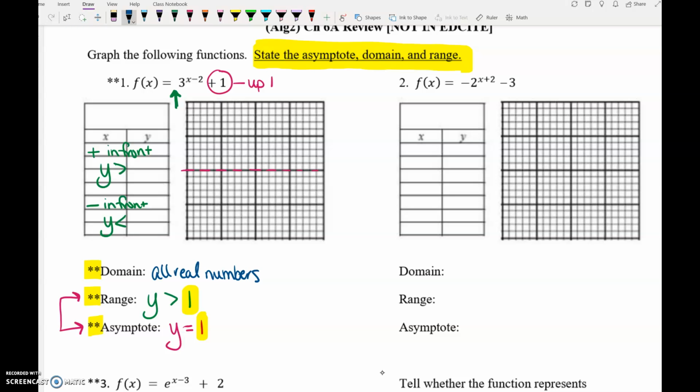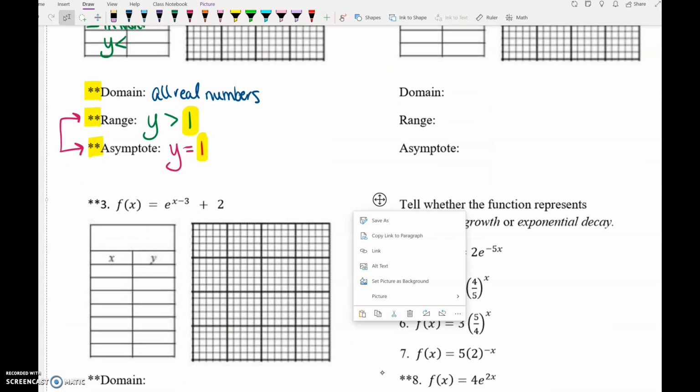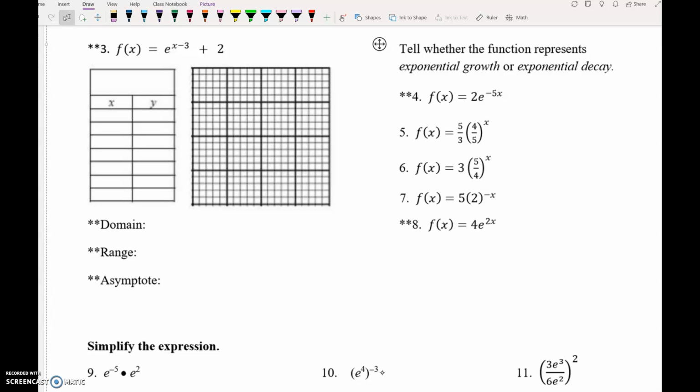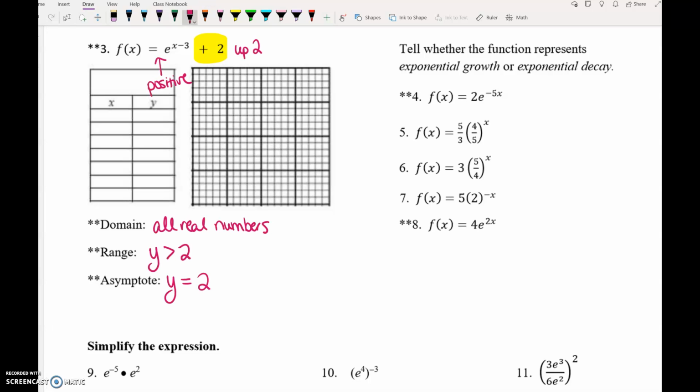Number 3 looks a little bit tricky because it has the E, but really it works exactly the same. So I want you to try number 3 on your own. Pause the video if you're watching the video. Give it a try. The +2 tells us that this graph moves up 2, so our asymptote is y equals 2. There's a positive in front of this function, so it's y is greater than 2 for the range, and our domain is all real numbers.